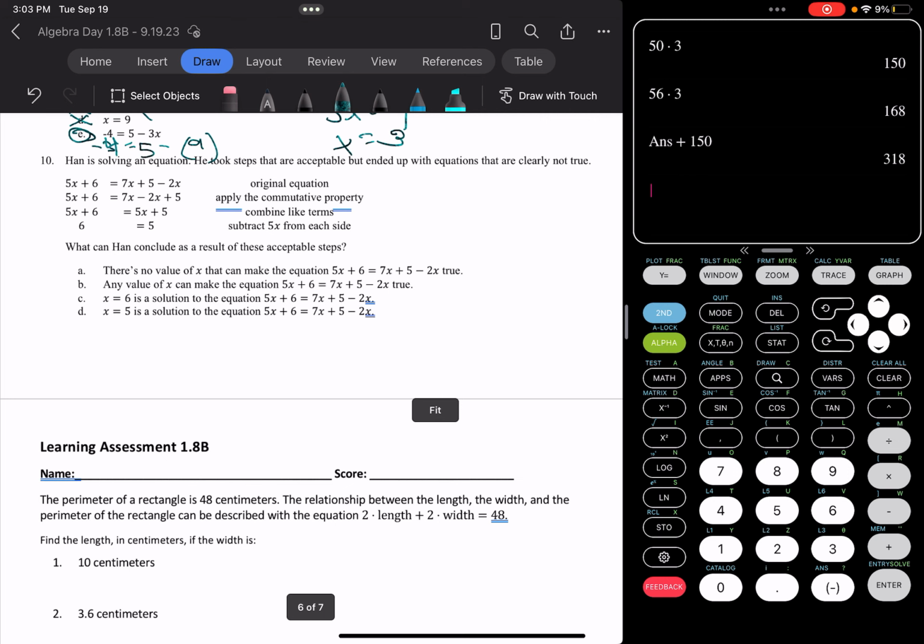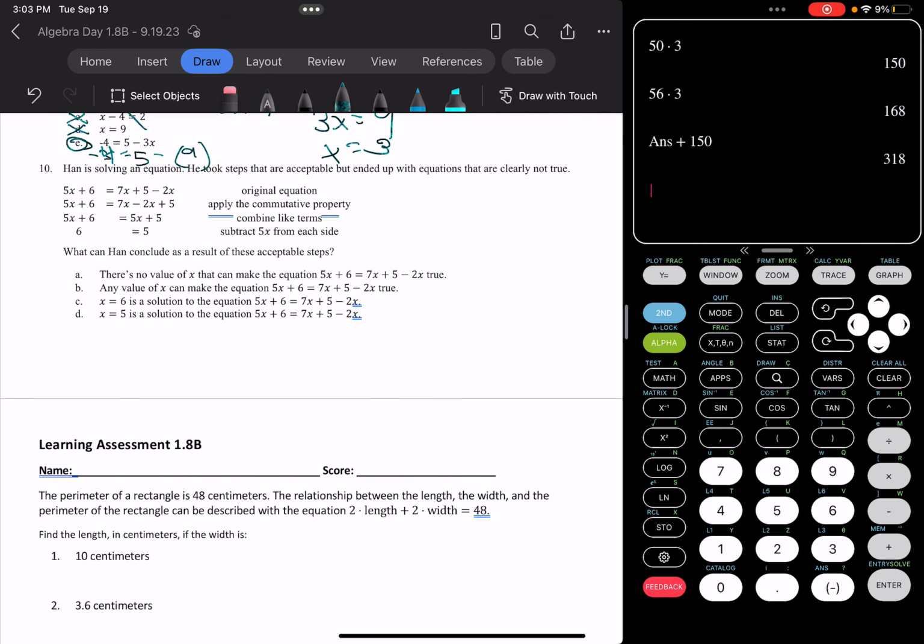All right, last one, Han. Han is solving an equation and he takes these steps. He says they are acceptable, but he ended up with equations that are not true, right? Because 6 does not equal 5. What can Han conclude as a result of these acceptable steps? So we get 5x plus 6 equals 5x plus 5, all right? And so then he went ahead and subtracted 5x from both sides, right?